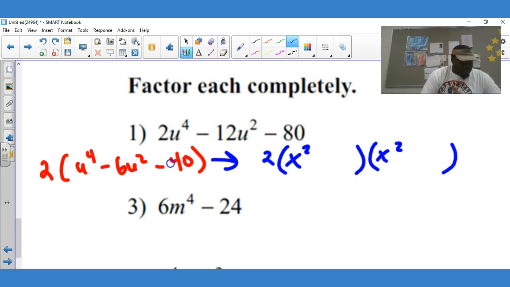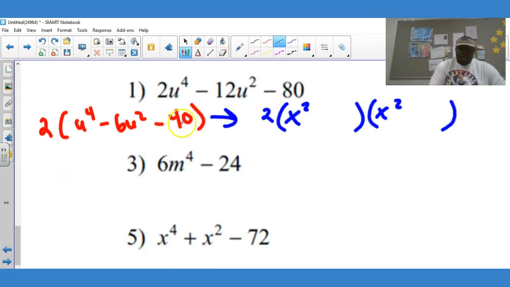Now, step 4, determine all the possible factors of the constant term. Well, our constant is -40. C stands for constant, so I'm going to write -40 right here.